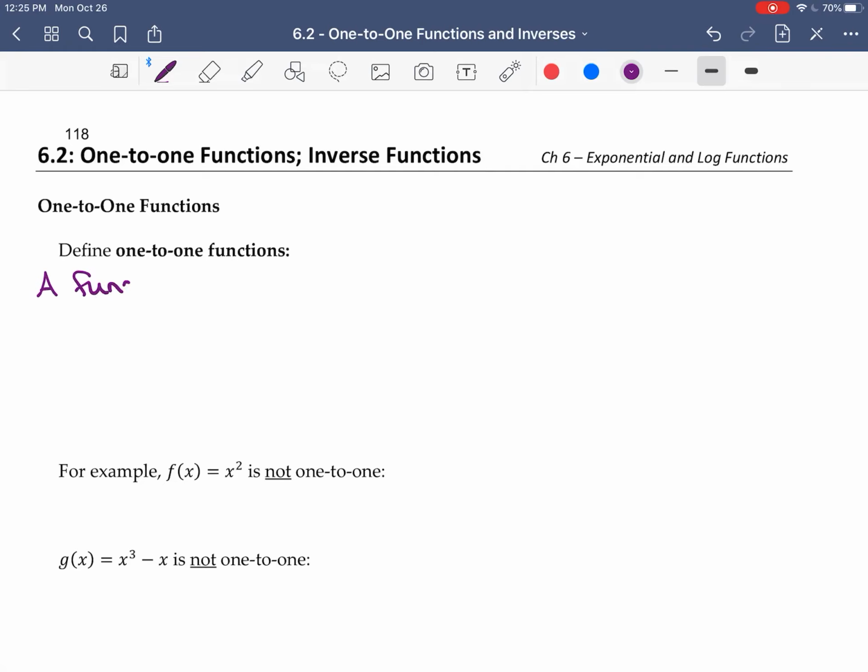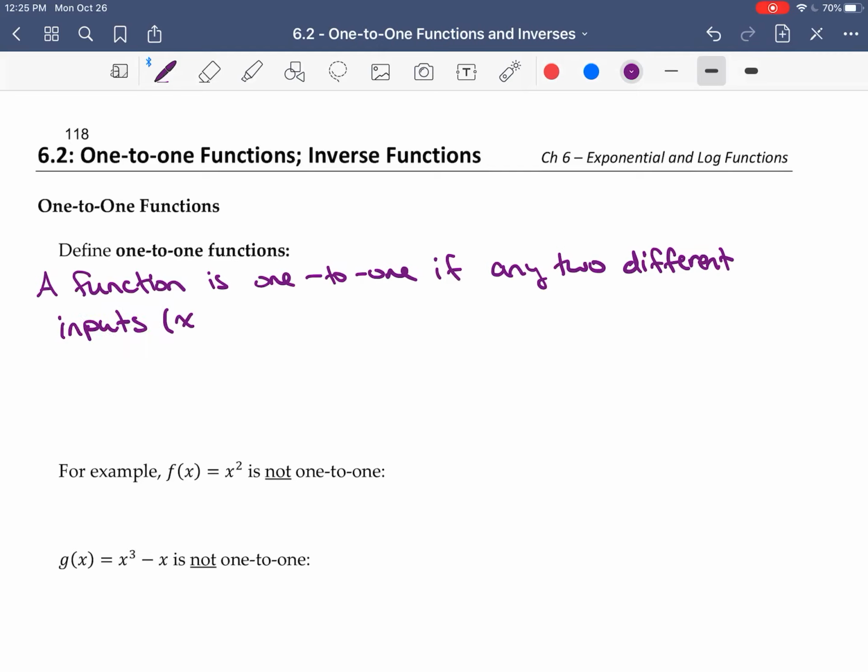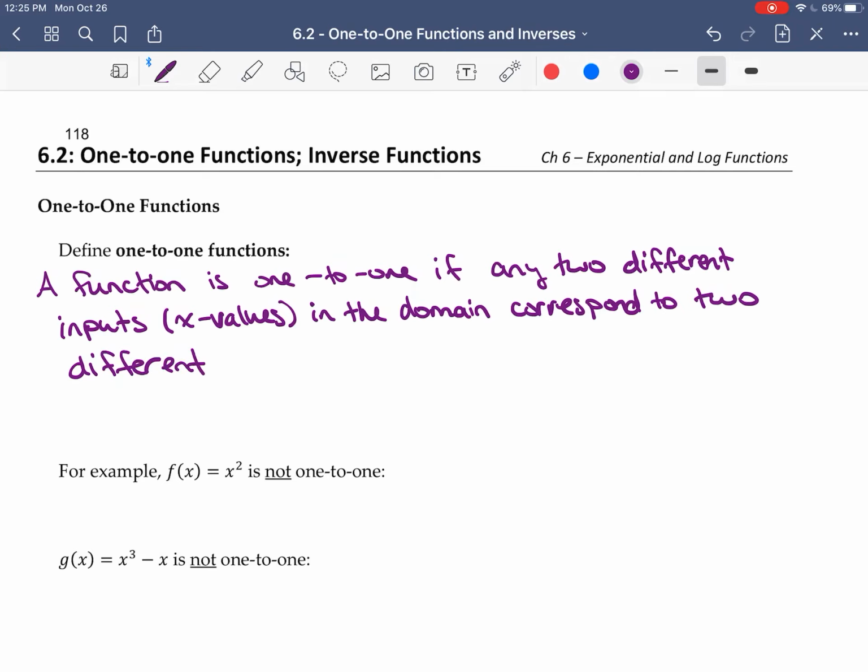So we say a function is one-to-one if any two different inputs, or x values, in the domain correspond to two different outputs. So those are the y values in the range.